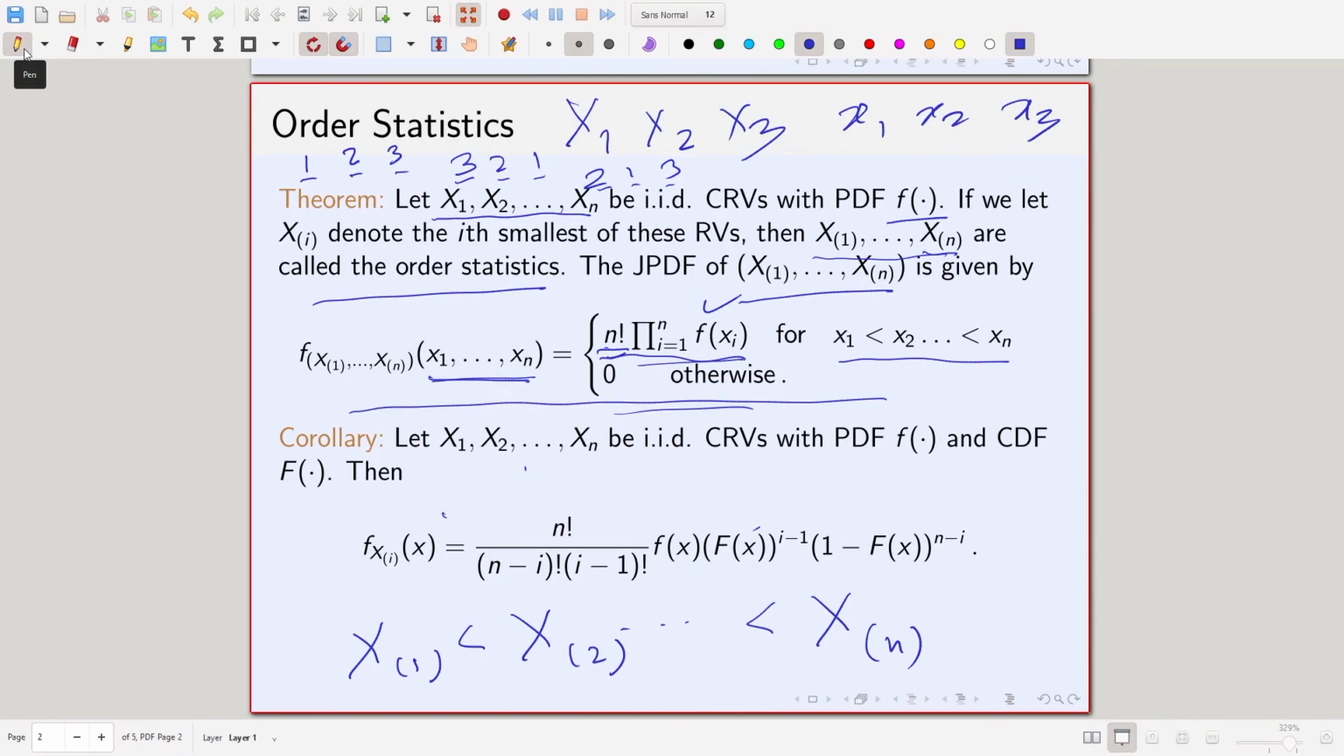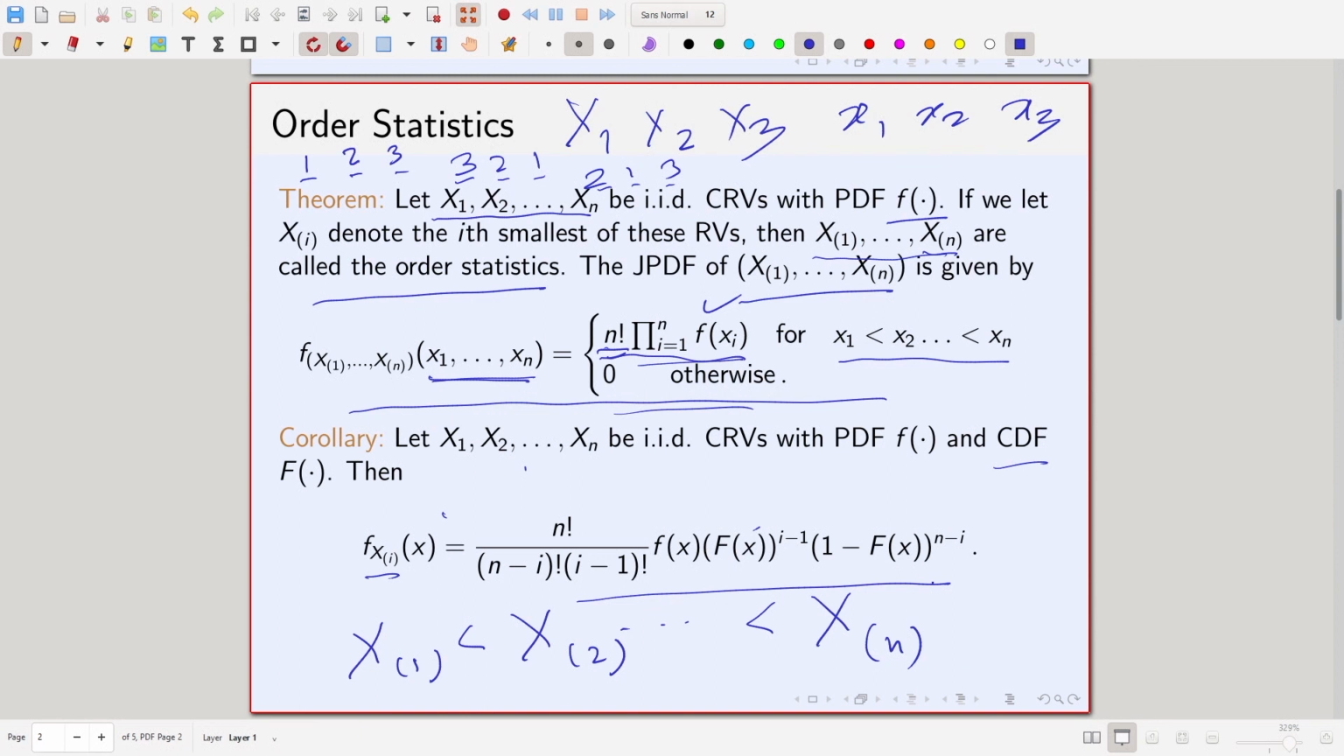So here this corollary is saying, let x1, x2, up to xn be IID continuous random variables with probability density function f and cumulative distribution function capital F. Then the marginal density of the ith order statistic, x bracket i, is given by this quantity. Again, although we will not see a proof of this, this will be true where all these things are positive.